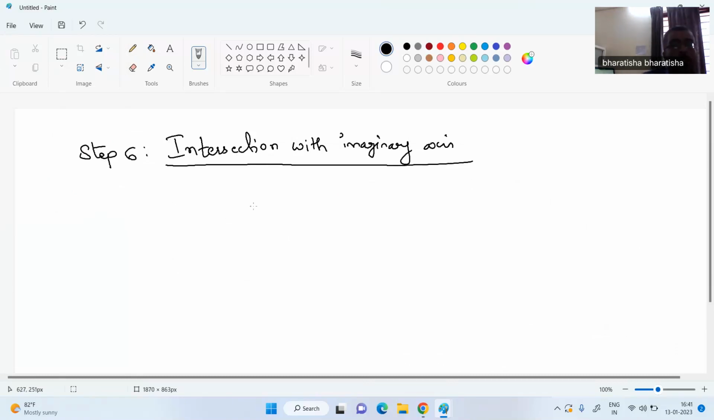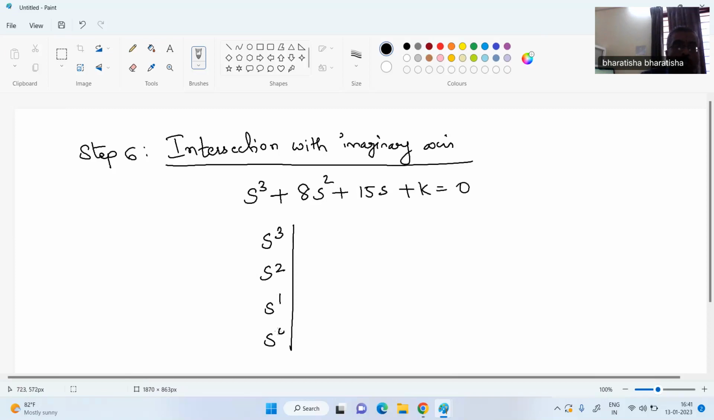To find that, you have to construct a Routh array. For that, you require a characteristic equation. You start from the characteristic equation, that is s cube plus 8s square plus 15s plus k is equal to 0. From this, you construct a Routh array. The Routh array is to be constructed like this: s cube, s square, s power 1 and s power 0. You write it in descending order. Then you write all the coefficients of these s terms. It is 1 and one more is 15. The other is 8 and one more is k.